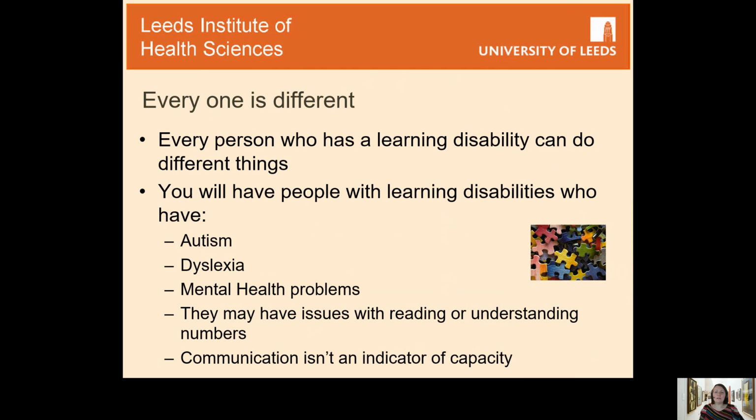So every person with a learning disability is different. They can do different things. We talk about functional ability now rather than IQ scores because people have so many different skills in different places.